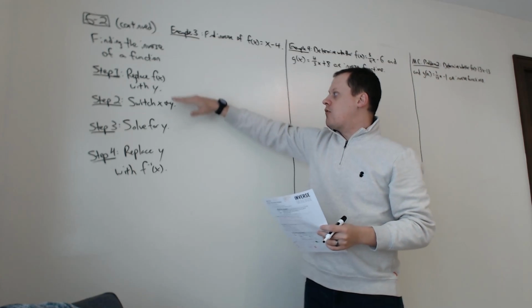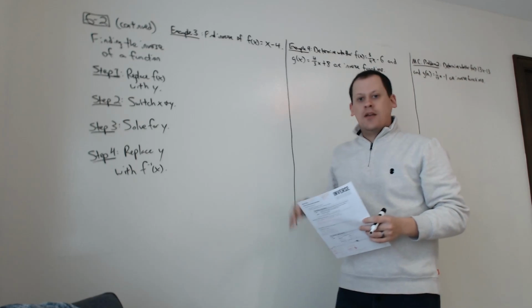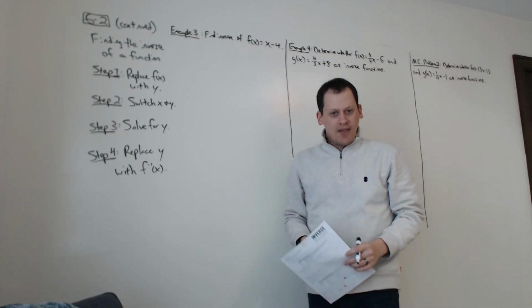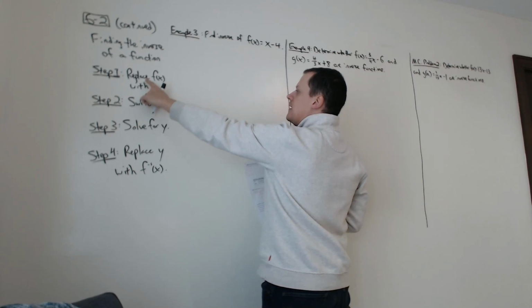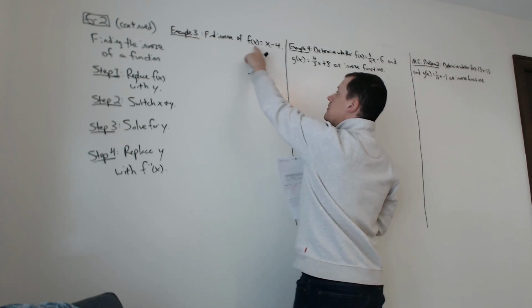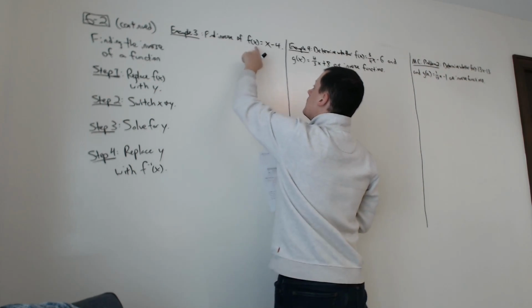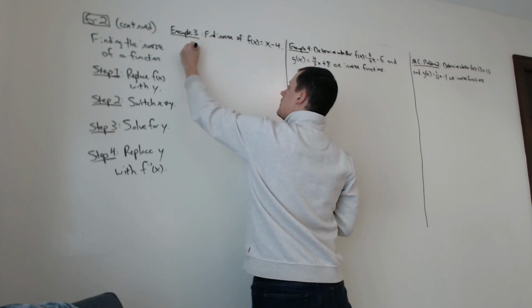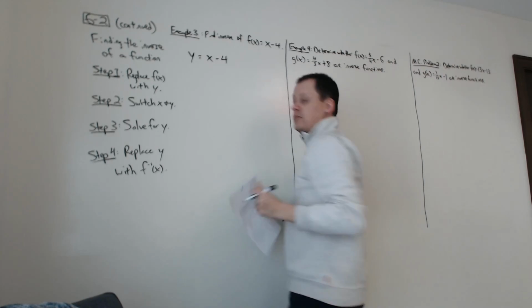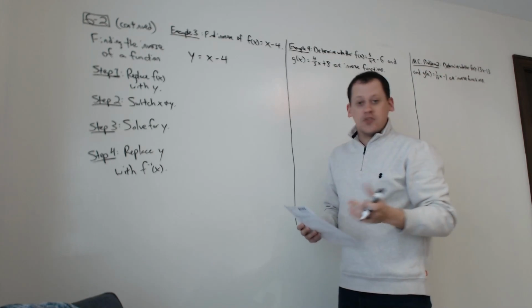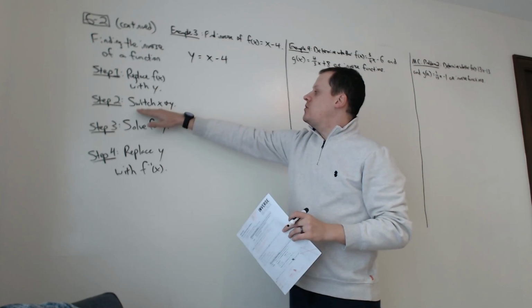So we're going to go right through these 4 steps, and by the time we're done, we should have that function's inverse. Our first step here is to replace f of x with y. So we're just going to change this to a y. So we've got y equals x minus 4. Simple enough for that first step. Step 2 is to switch x and y.